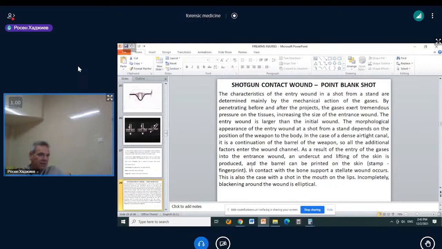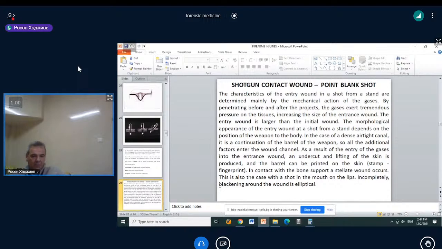This is from one side, lifting up of the skin. From the other side is the pressing of the muzzle. In this way, we can have this comparatively clear-cut imprint of the muzzle left on the skin, and this is typical for the point-blank shot, where I have this fingerprint, let's say stamp or print of the muzzle left on the skin.